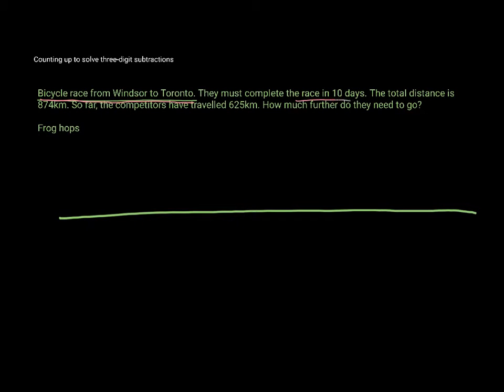It also doesn't matter that the race needs to be finished in 10 days. That's kind of information that's there, but it's not really necessary. What you do need to know is what the total distance is, and that it's 874 kilometers. You also need to know that they've traveled 625, all right? And the question tells you how much further do they need to go, so that means what they want you to do is tell them if they've done 625 kilometers, how much more do they need to travel?